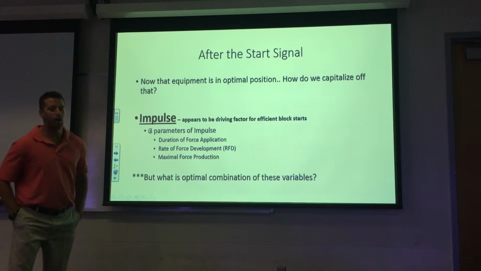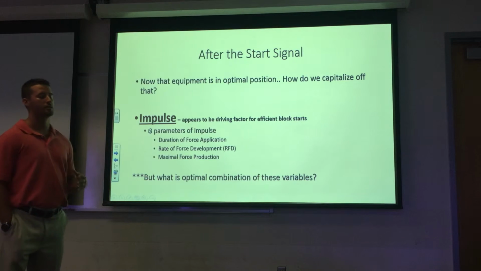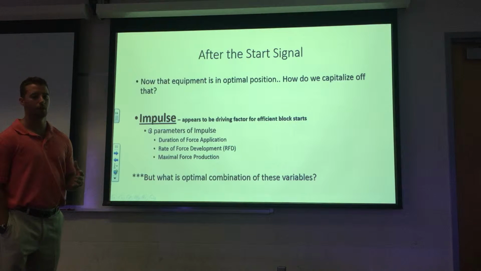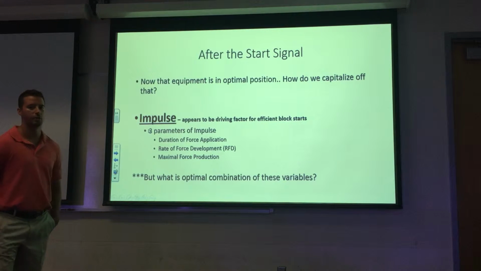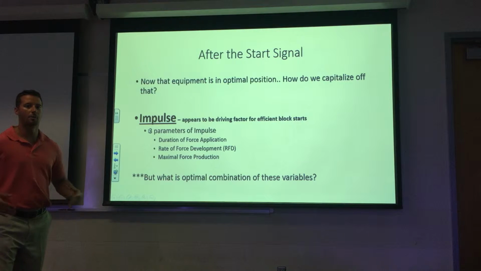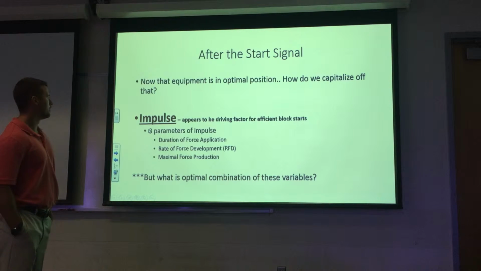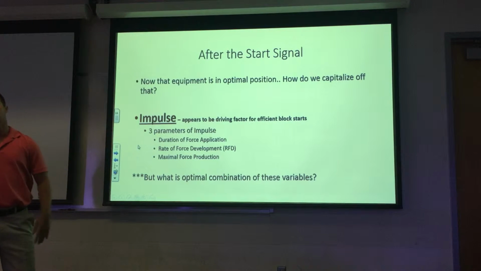Okay, so now that we have ourselves set up, all right, we put ourselves in the best position possible as far as the machines that we're going to use, the block start, right? So now how do we capitalize off that? What do we have to do to ensure that we're being as optimal as possible with our start? So impulse is going to be the driving factor. As far as I can tell from reading the research, impulse is going to be the driving factor.